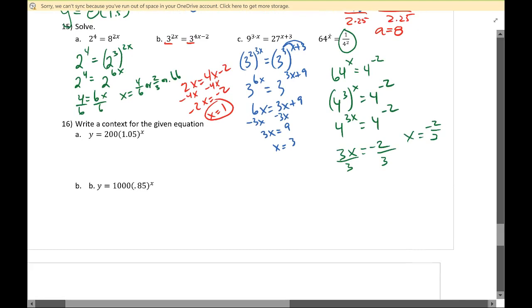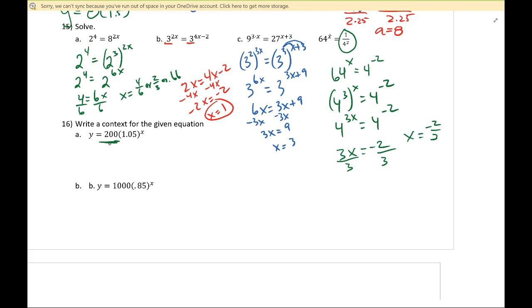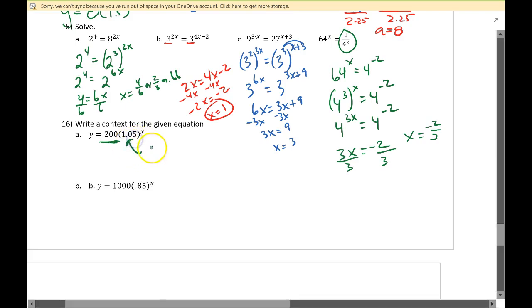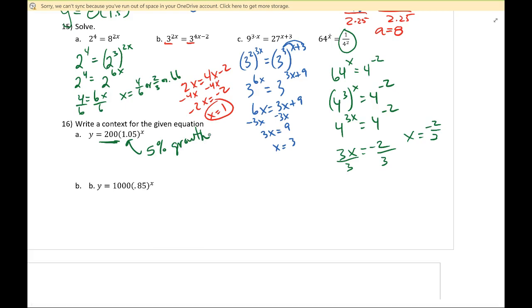All right, 16. I'm not going to write a context down, but just to explain this for you, if I'm looking at this, I need a context that begins with 200. I had 200 baseball cards. There were 200 fish. There was 200 of something. I had $200 in my piggy bank. Whatever it is, it needs to start with 200. And we have to understand that this represents 5% growth. And so in your context, you need to explain that there's 5% growth. So it's grown by 5.